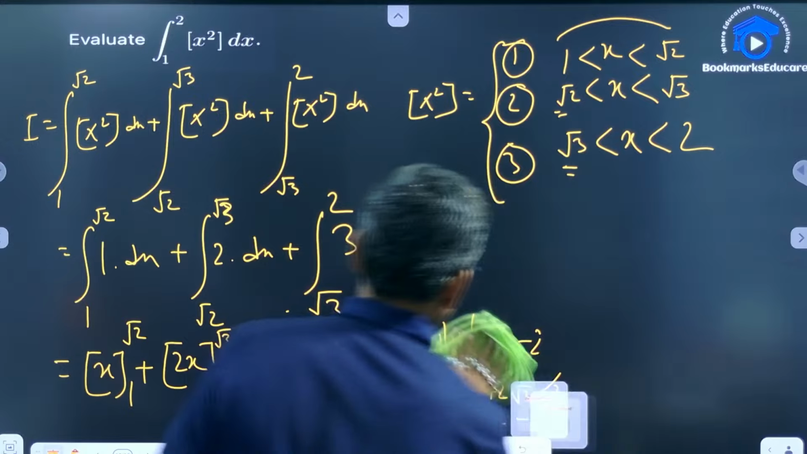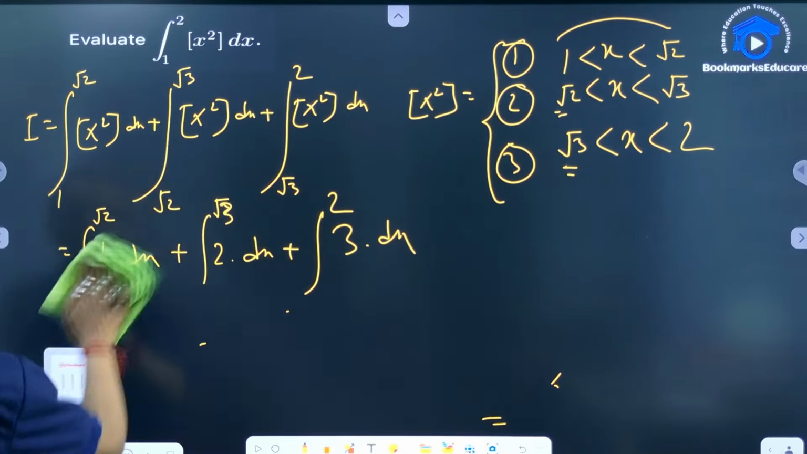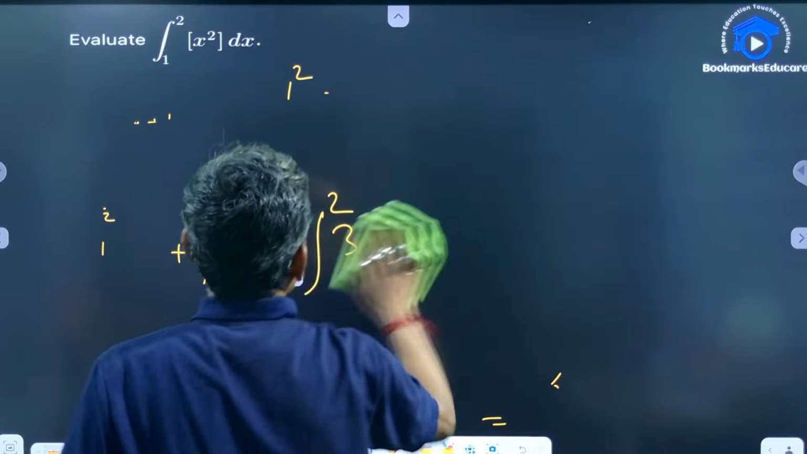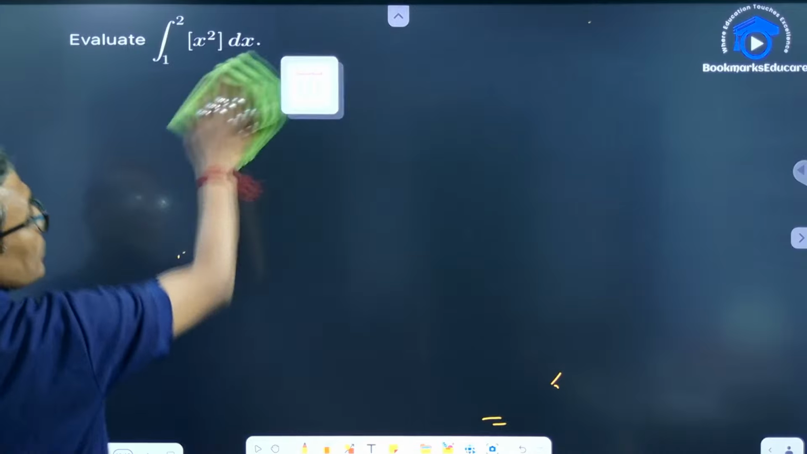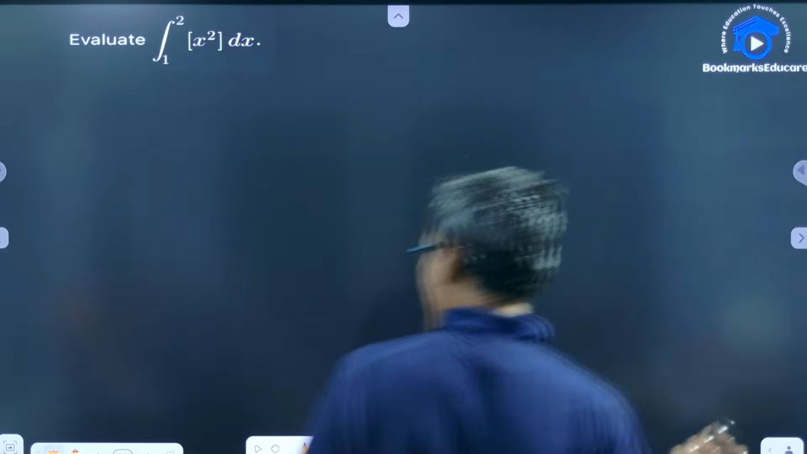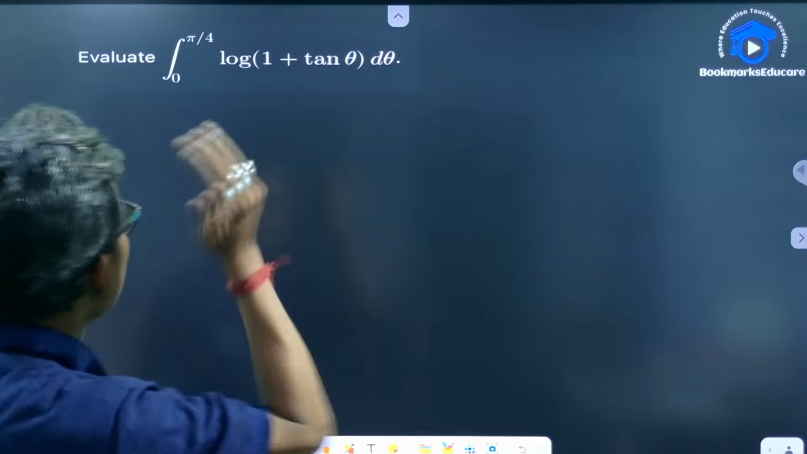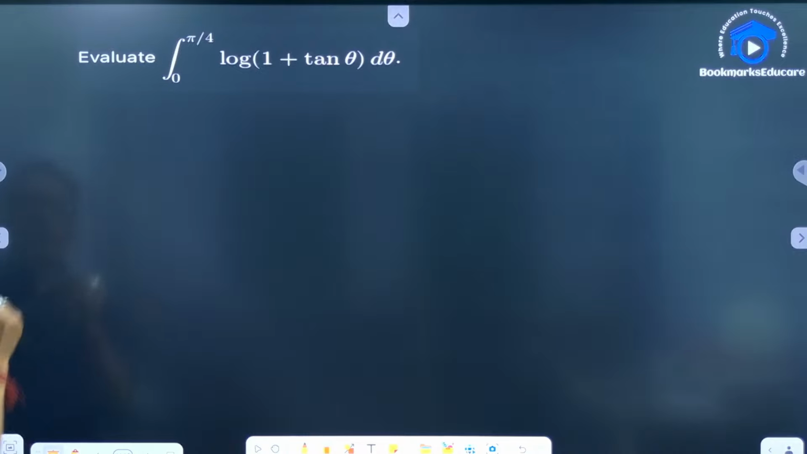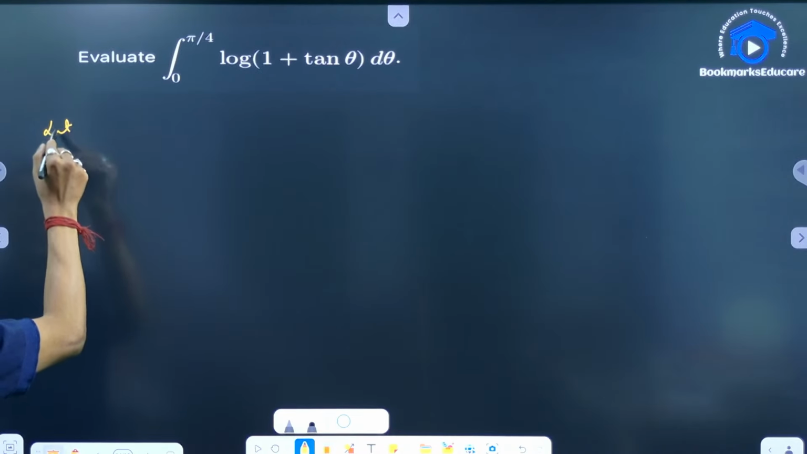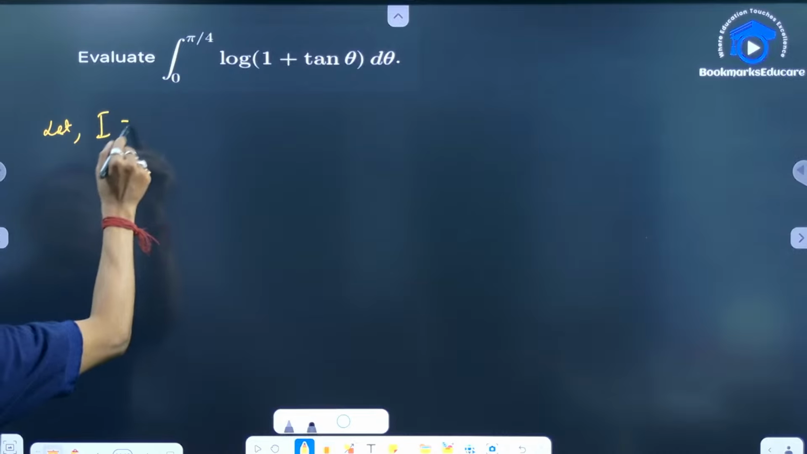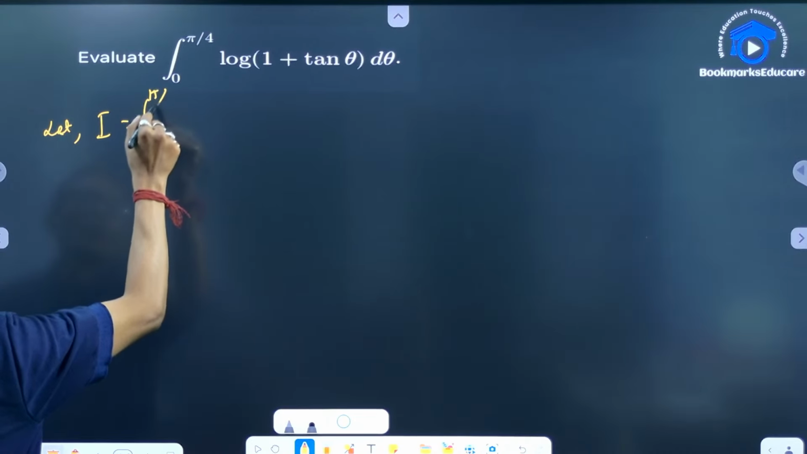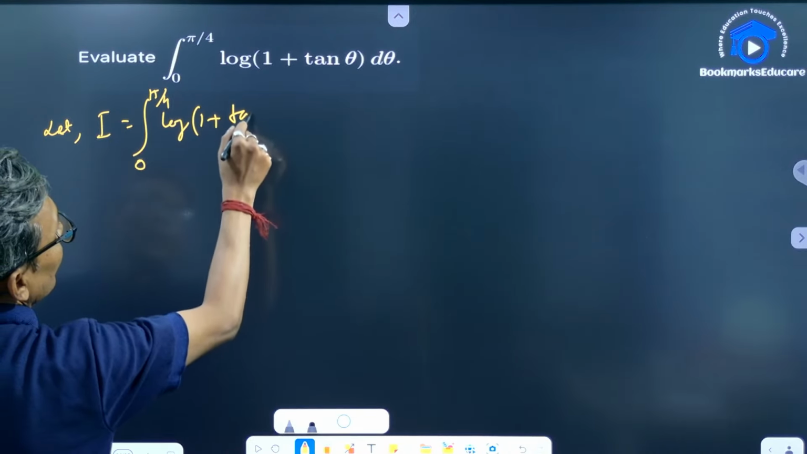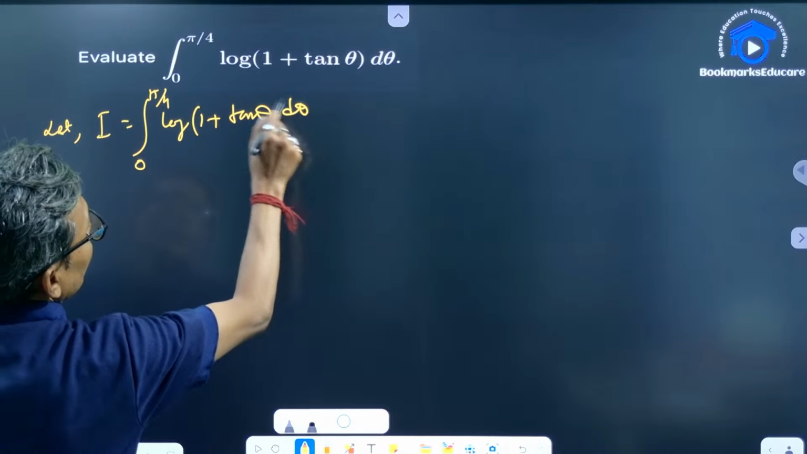Now today's last sum is this. Important sum it is also. So let I is equal to integral 0 to pi by 4 log of 1 plus tan theta d theta.